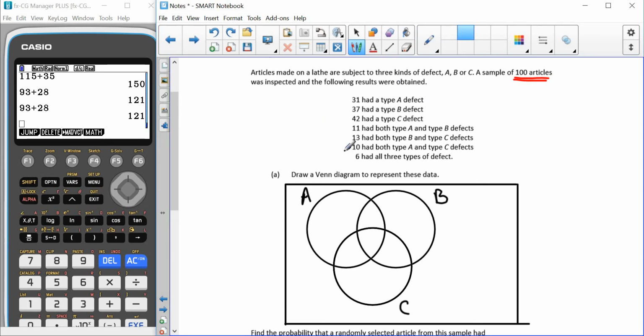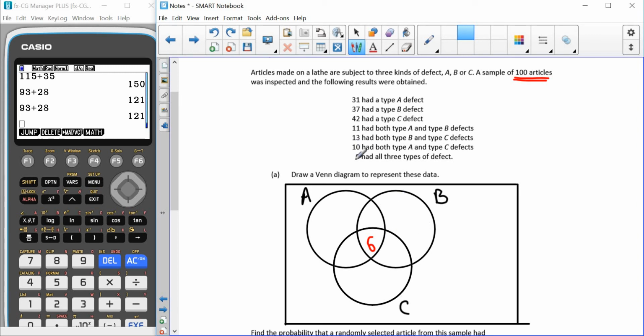Next, we're going to have to fill this information into our Venn diagram. Now, as we do this, it's easiest to work from inside to out so we can tell which piece of data are being used twice. So to start off with, we have 6 had all 3 defects. So that means in this section here, where it overlaps A and B and C, we're going to have our 6 items which have all 3 defects.